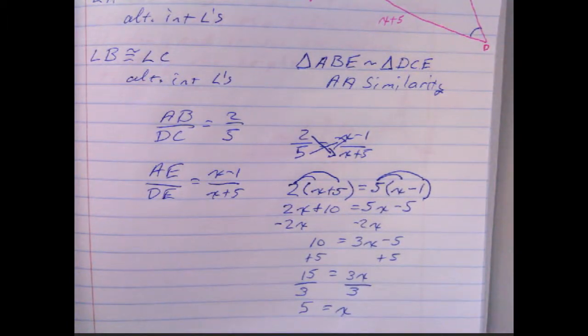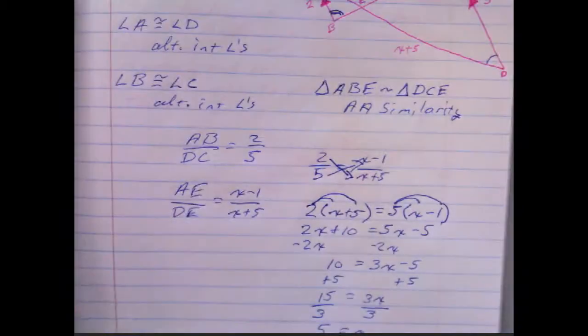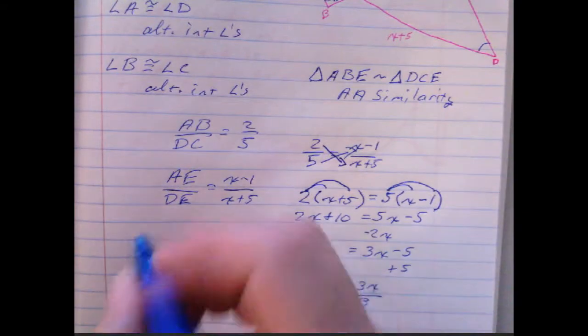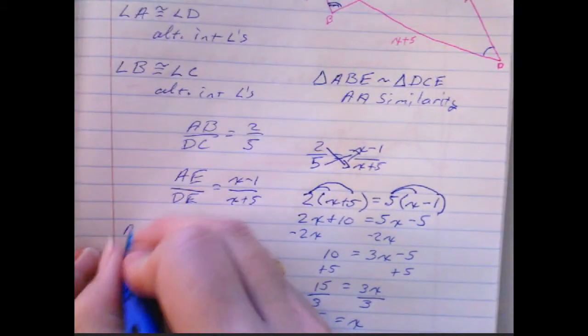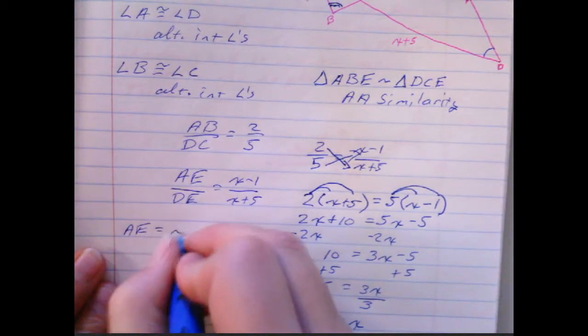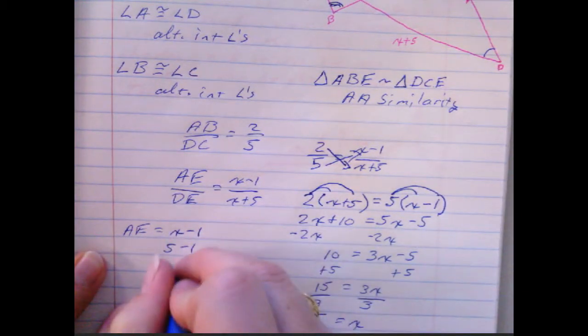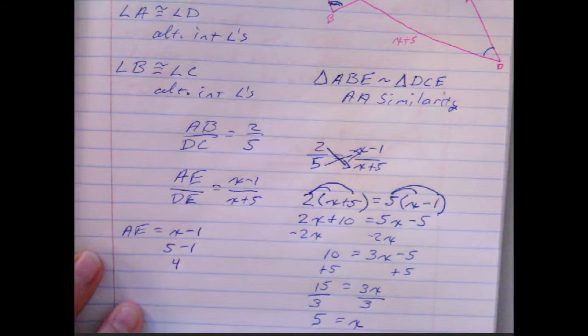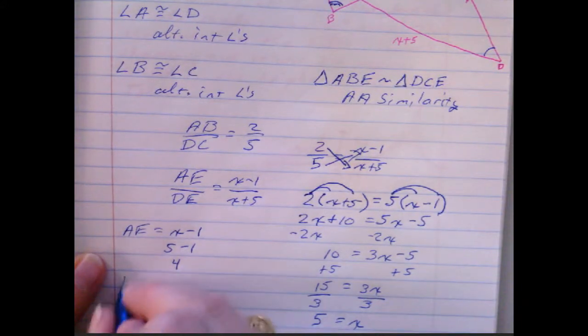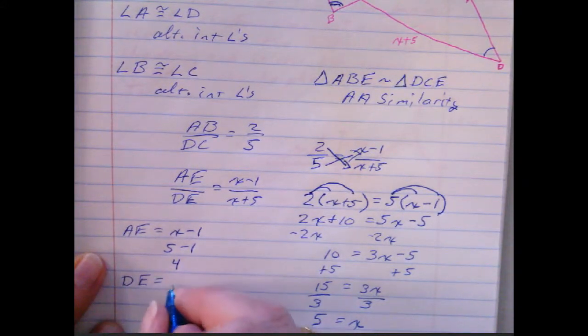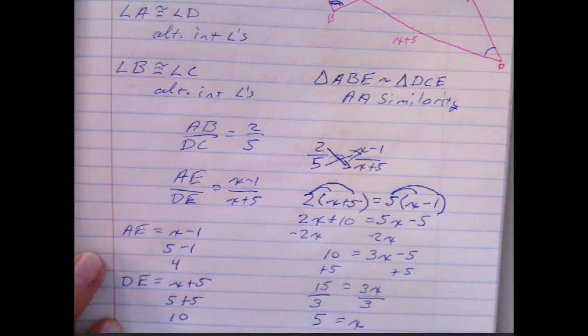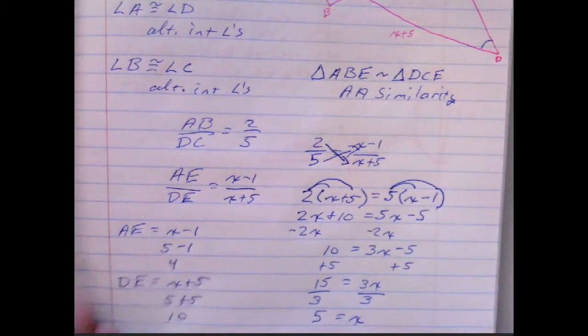Now they didn't ask me what x equals, they asked me for the length of the segment, so I'm going to plug that back in. So I have AE equals x minus 1, so that's 5 minus 1, which is 4. And then I have DE, which is x plus 5. X is 5, so 5 plus 5, which is 10. Okay?